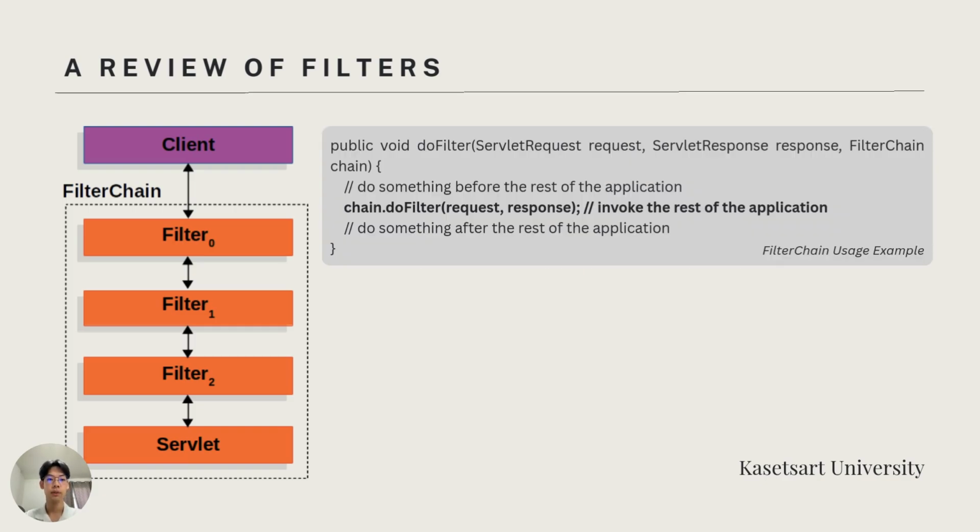This is the filter chain usage example code. So you can see we have the process before and after the chain. Since a filter impacts only downstream filter instances and the servlet, the order in which each filter is invoked is extremely important.